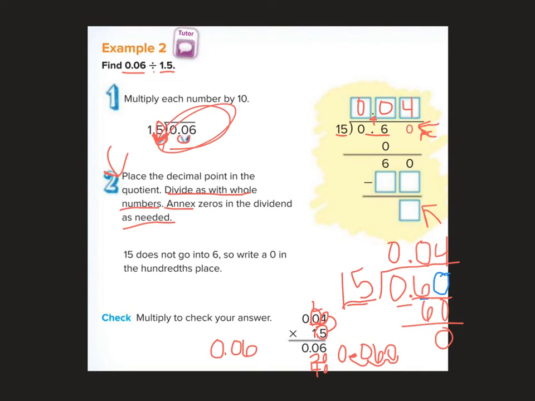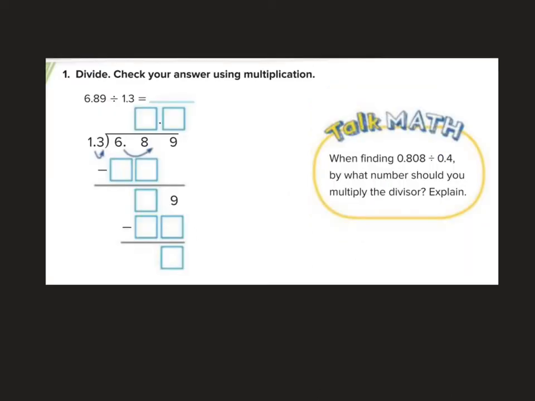All right, let's do one more. Here we go. Okay, so I need to move my outside decimal once to make the number 13, and my inside decimal once to make the number 68 and 9/10. Move my decimal up. So I'm going to do 6 divided by 13. Can't do it because this one's not here. Remember, these ones are not here anymore because we moved them.